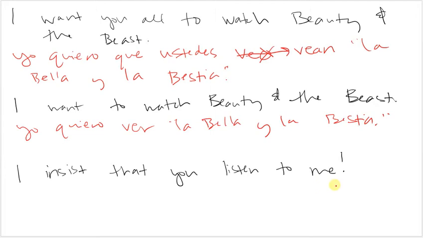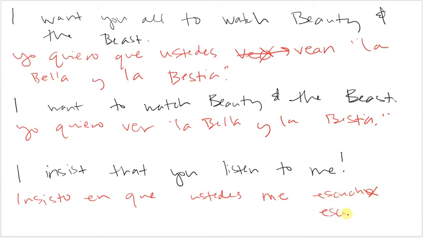I insist that you all listen to me. So remember, insist is insistir. So yo insisto, and insistir always goes with en. Insisto en que ustedes, that you all listen to me. To me is going to be the direct object pronoun me, and then that you all listen. Listen is escuchar. So to form the subjunctive, you would go to the yo, which is escucho, drop the o, add the opposite ending. It's an AR verb, so it's going to go to the e endings. Escuchen. So, insisto en que ustedes me escuchen. I insist that you all listen to me.